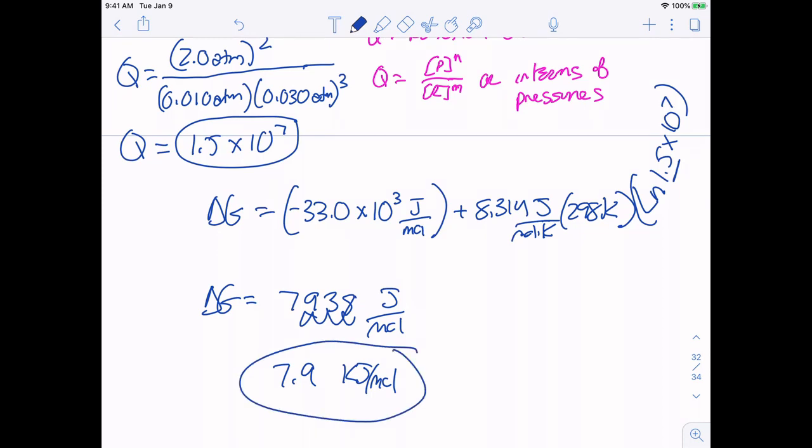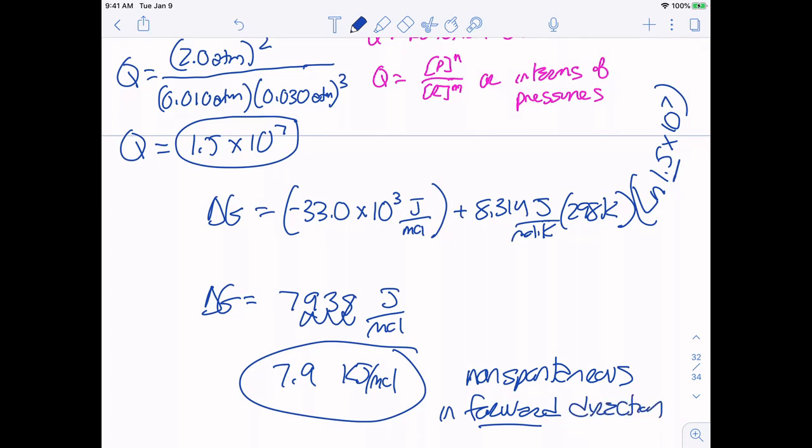So spontaneous or non-spontaneous? Yeah, non-spontaneous. And that's in the forward direction. It's always in the forward direction. So if it comes out positive, it's non-spontaneous in the forward direction, which means it's going to be spontaneous in the reverse direction. So it's going to need to go in the reverse direction to reach equilibrium. Right, non-spontaneous in forward direction.